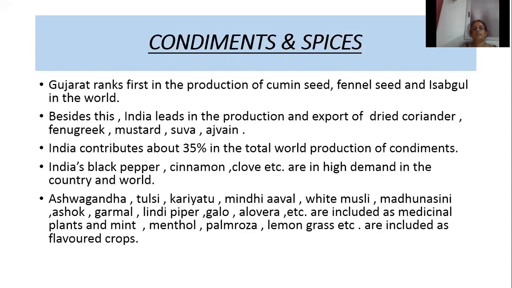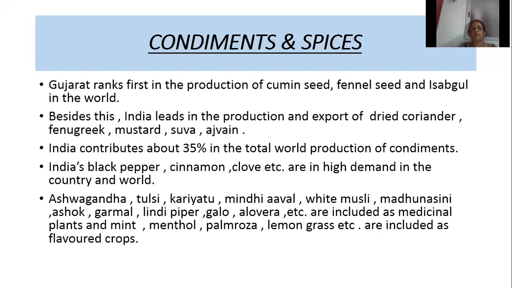What is the contribution of India in the total world production of condiments? 35%. Which condiments were famous in India since ancient times? Black pepper, cinnamon, clove, etc. Which medicinal plants are produced in India? Ashwagandha, tulsi, kariyatu, mindiyaval, white musli, madhunasini, then ashok, garmal, lindi pepper, gallo, aloe vera, etc.